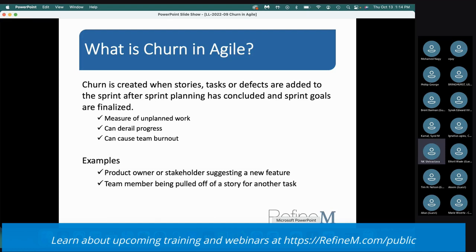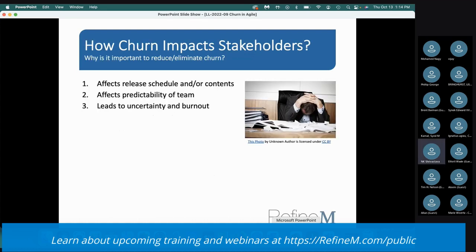So examples: a product owner or stakeholders testing a new feature all of a sudden. Okay. And a team member being pulled off a story for another task. So what will happen is that they will not be able to complete the work, and that also increases the churn. And very soon I'll show you how you calculate it.